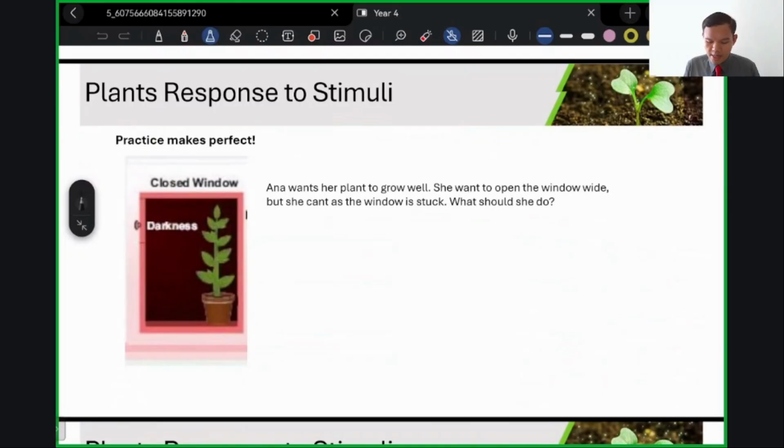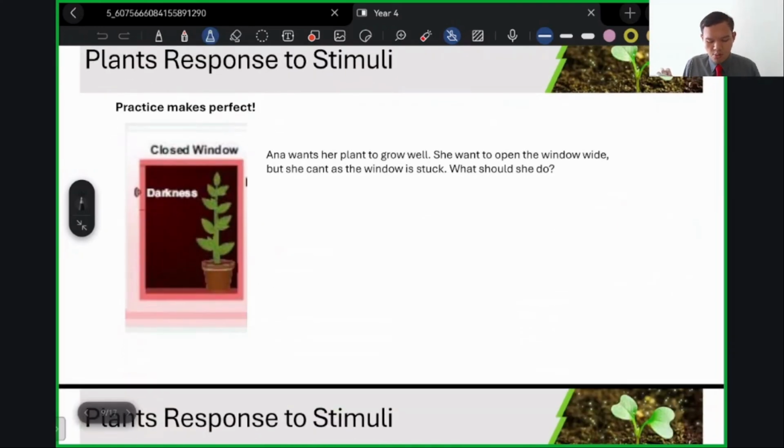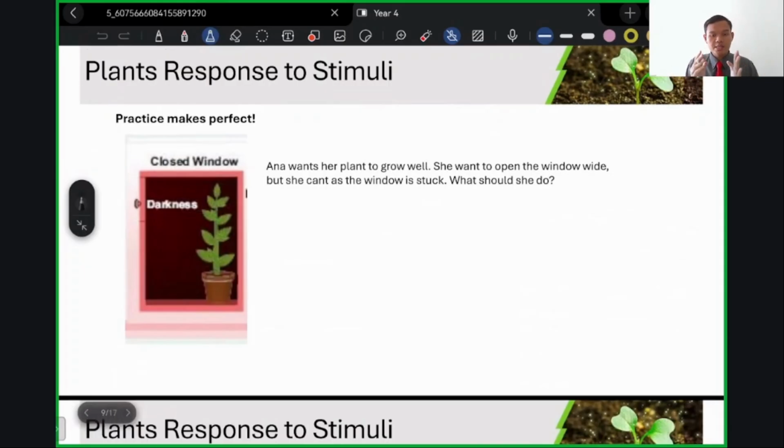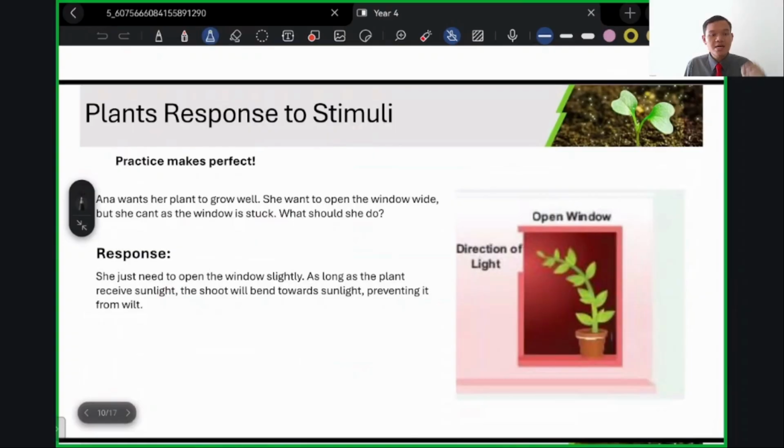Alright, practice. Anna wants her plant to grow well. She wants to open the window wide, but she can't as the window is stuck. What should she do? As we can see, the plant is trapped in a closed, dark room. It cannot get sunlight. The answer is she just needs to open the window slightly. As long as the plant receives sunlight, the shoot will bend towards the sunlight, preventing it from wilting. Wilt here is layu.